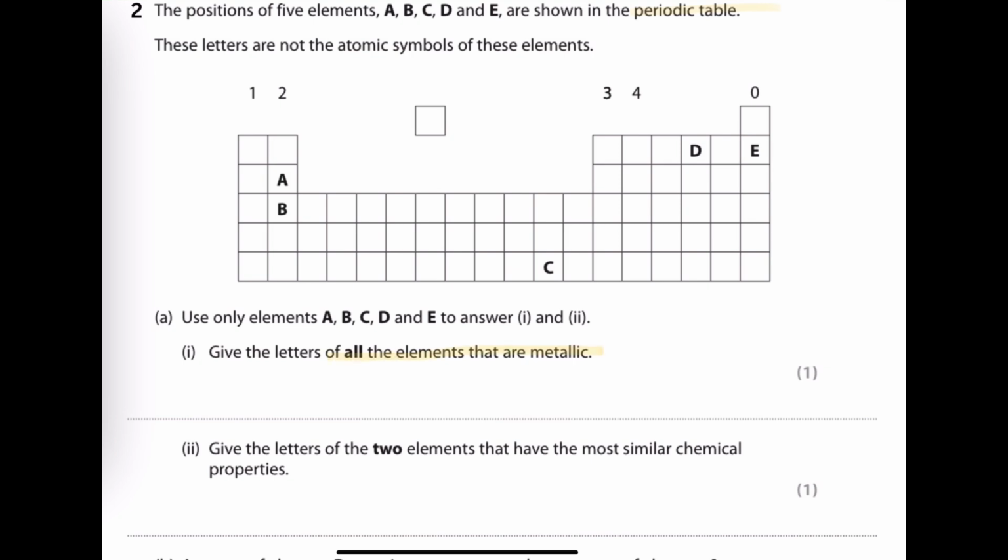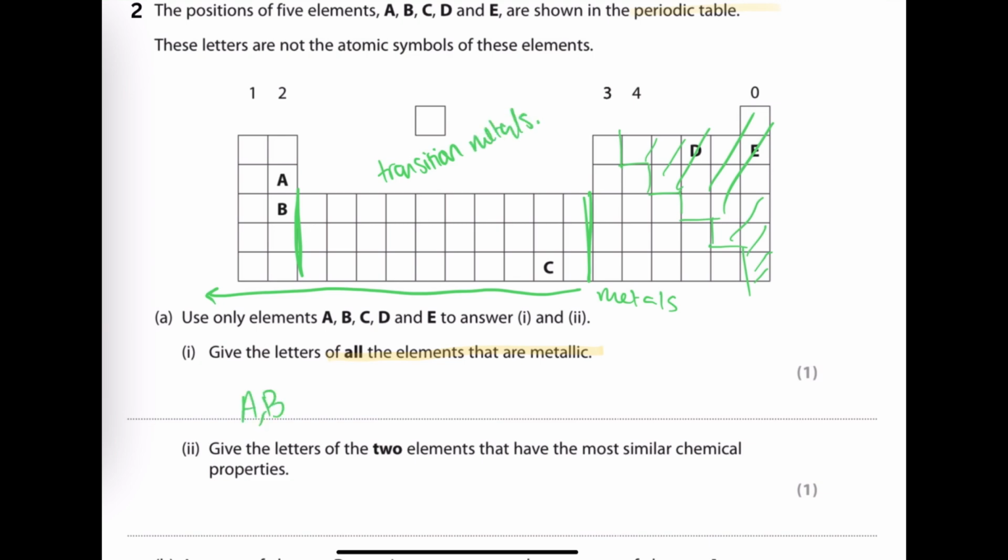So we know, if you see over here, when it comes to this area here, you just need to remember this. All of this over here are considered non-metals, and everything here are considered metals, because this part over here are actually also called the transition elements, which are all metals. So we know that it is A, B, and C.